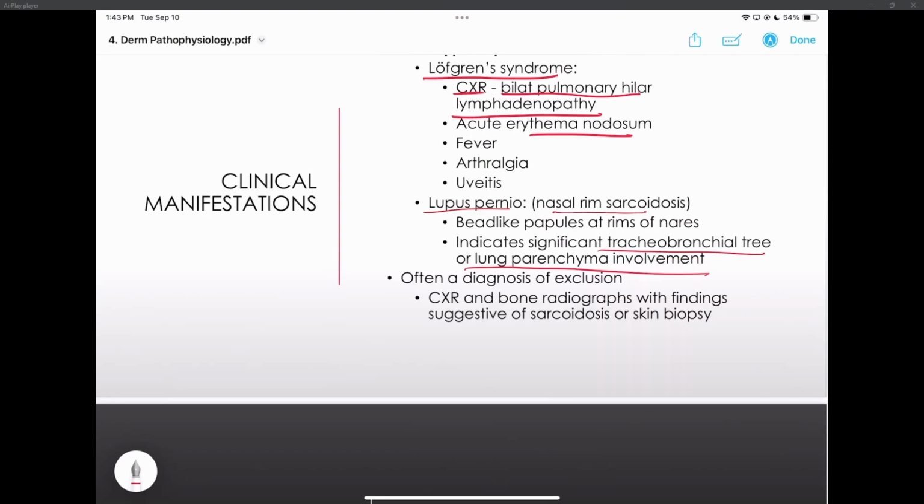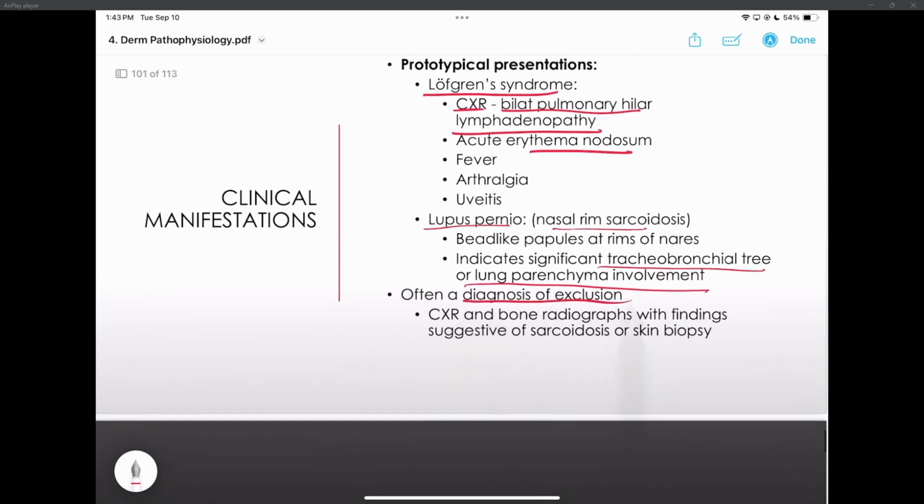Also, this is often a diagnosis of exclusion. What does that mean? We've ruled everything else out. We don't know what you have. We'll call it this. So if you have the granulomas like in the nose, then you know it's in the lungs? Probably yes.